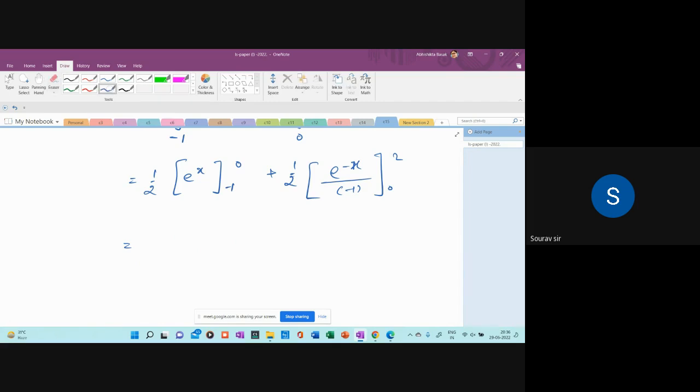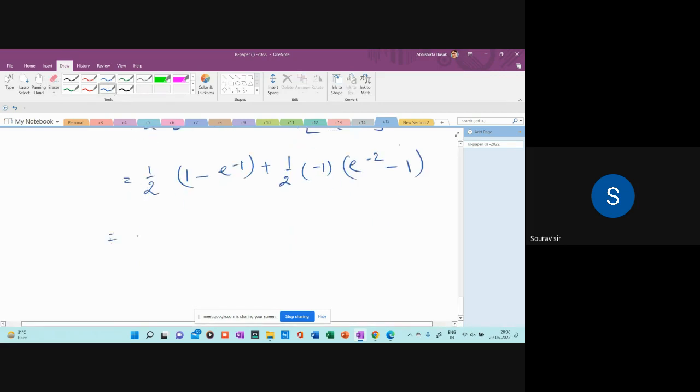I got it. This will be half into e to the power 0, which is 1, minus e to the power minus 1, plus half, we have a minus 1 outside, e to the power minus 2 minus e to the power 0, which is again 1. We don't need this bracket, sorry. So let's take half common. You will be getting 1 minus e to the power minus 1 minus, you will get e to the power minus 2 minus 1. So let's split this up.